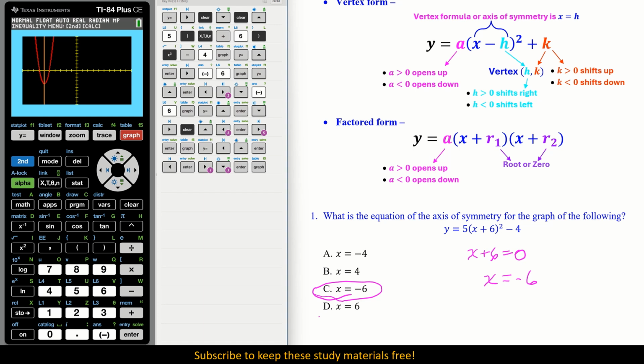Okay, and the orange line is our axis of symmetry, and it goes straight through. It creates a no slope or undefined at x equals -6. So yes, C is our correct option.